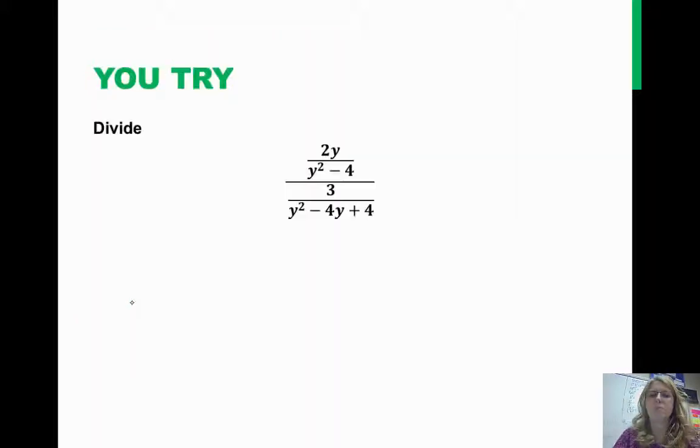Now our last example is this one. And remember that weird fraction that we looked at the beginning of the video. We can rewrite this as 2y over y squared minus 4 divided by 3 over y squared minus 4y plus 4. So now I want you to stop the video, try this one on your own, and come back and check your work.